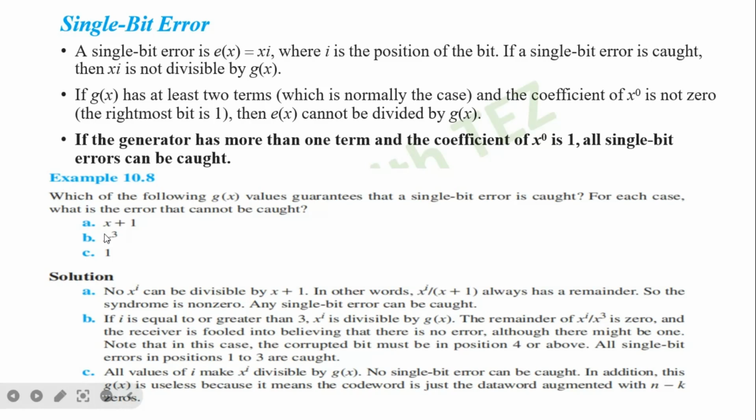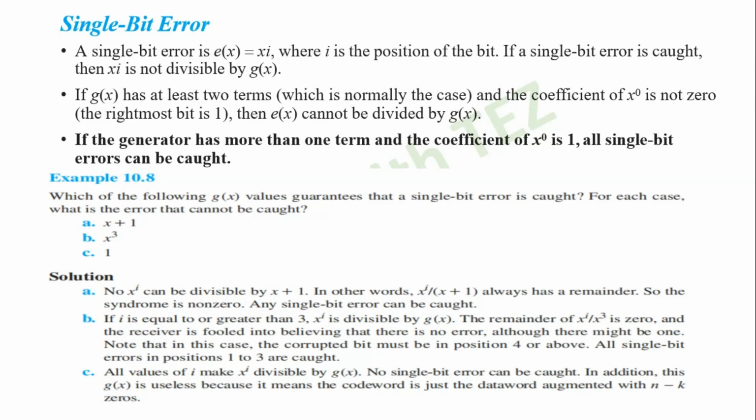But here there is no x plus 1 term at all, so it can detect errors only at the first three positions, and from the fourth position it cannot detect. Here, since this is divisible by everything, no single bit error can be identified. But if you try dividing with this one, you will see it is recurring and not divisible at all. So it is a very good example of a generator which can find all single bit errors.